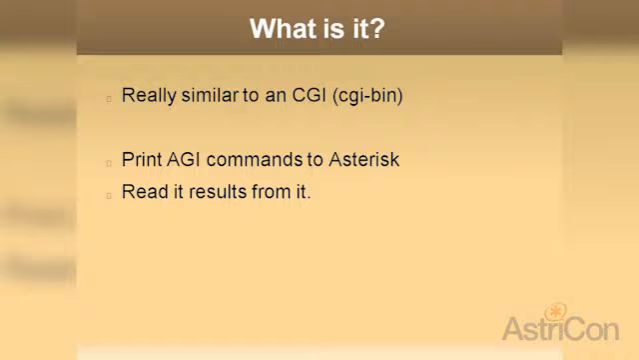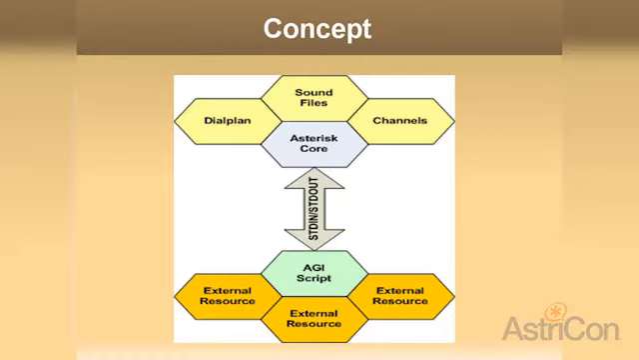So what is it exactly? AGI is like a CGI. It's just Asterisk Gateway Interface. You have your AGI script. You simply send your AGI command to the Asterisk core. Asterisk core does something with your command, like play a prompt or something, and it's going to return you a special code. With that result, you can do whatever you want inside your AGI.